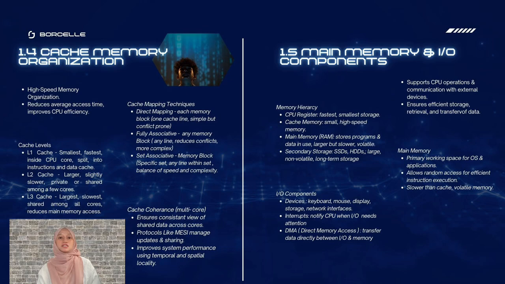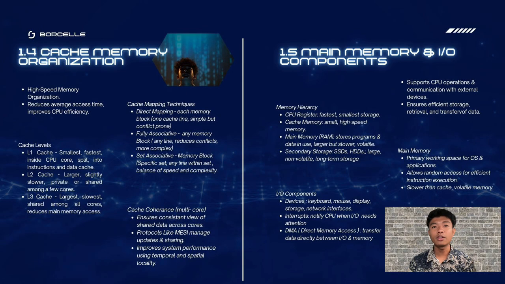Cache also uses different mapping techniques to organize data. Direct mapping is simple and fast but can cause conflicts. Fully associative mapping allows a block to go anywhere in the cache, reducing conflicts but is more complex. Set associative mapping is a balance, letting each block go into a specific set but any line within it. In a multi-core system, cache coherence is important to make sure all cores see the same data. Protocols like MESI manage updates across caches to prevent inconsistencies. In short, cache memory makes the CPU faster by keeping frequently used data nearby and reducing waiting time.